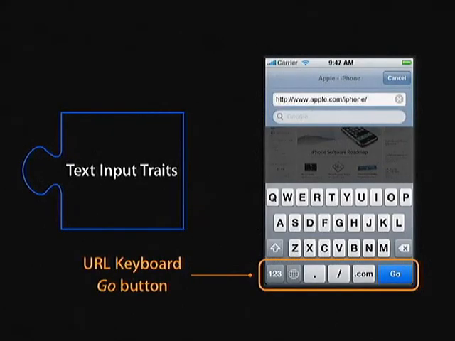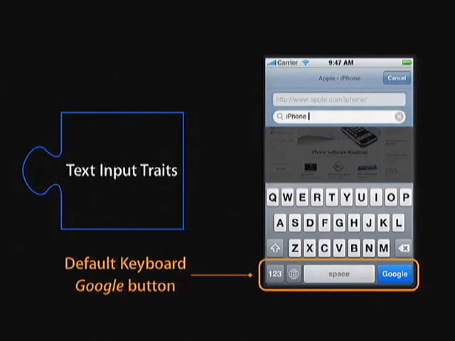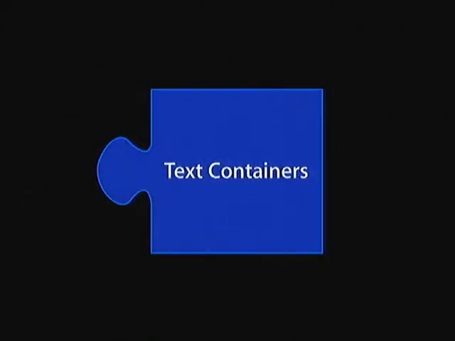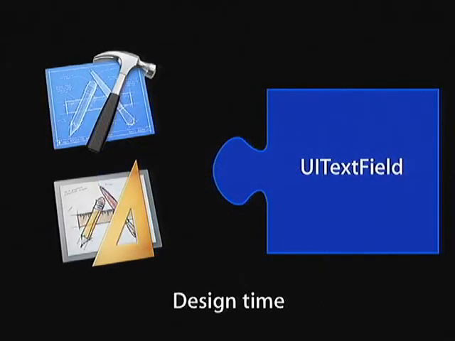So you can do some things like saying I want the URL keyboard with a Go button, or a default keyboard with a Google button. Don't know how Google would feel about that if you put it in your non-Google related app, but c'est la vie. So the way this works is you've got this text container. It's got these ways of being customized, which includes the text input traits. These are things you specify at design time in your nib or in your code. And then you specify these text input traits.